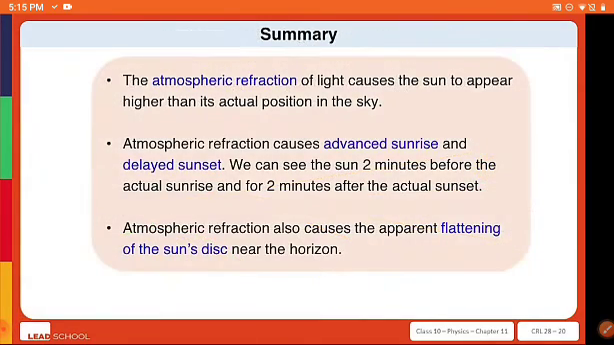Let us summarize what we have learned. The atmospheric refraction of light causes the sun to appear higher than its actual position in the sky. This causes advanced sunrise and delayed sunset. We can see the sun 2 minutes before the actual sunrise and for 2 minutes after the actual sunset. It also causes the apparent flattening of the sun's disk near the horizon.